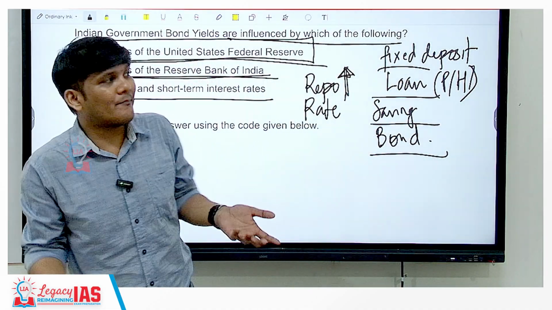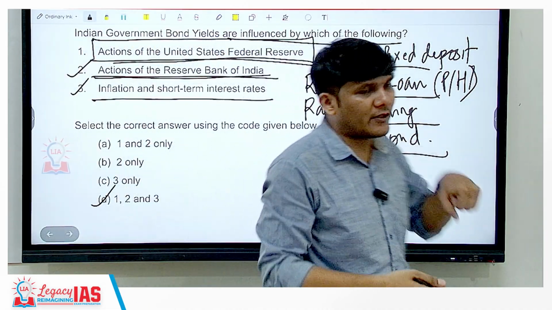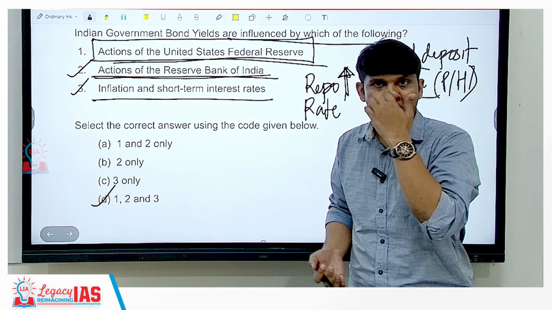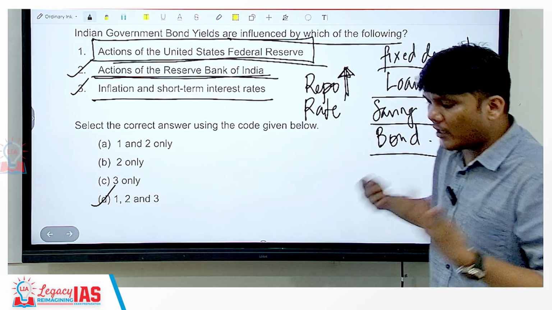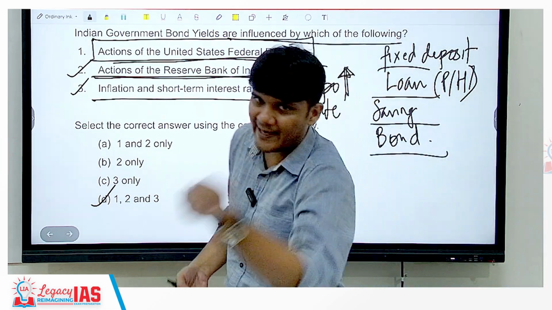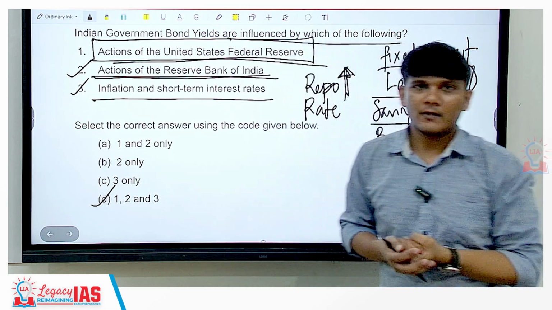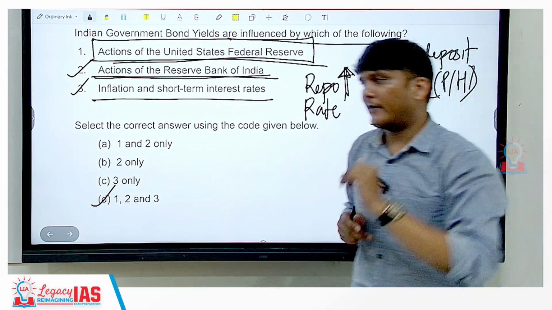And fewer people would want to deposit money in India and other countries. So the instruments would have to become more attractive to the customer, to attract them back to India, right? So that is how it affects.